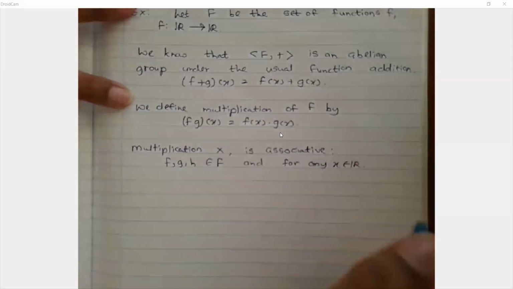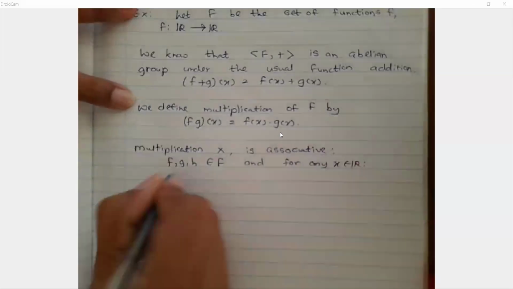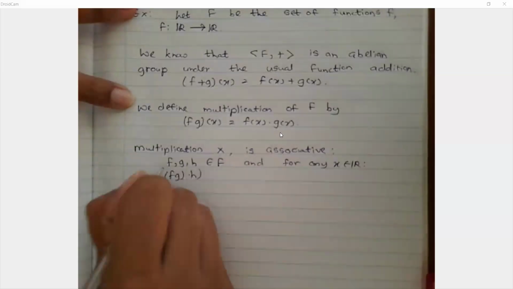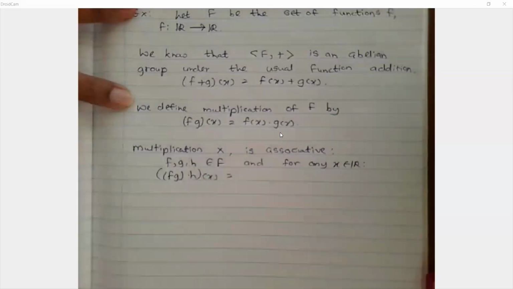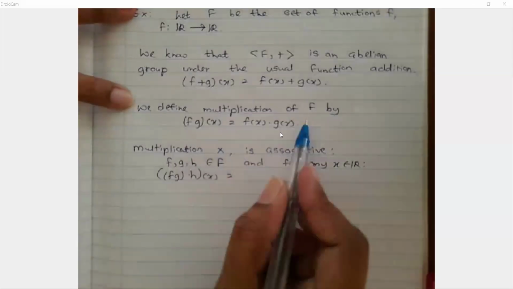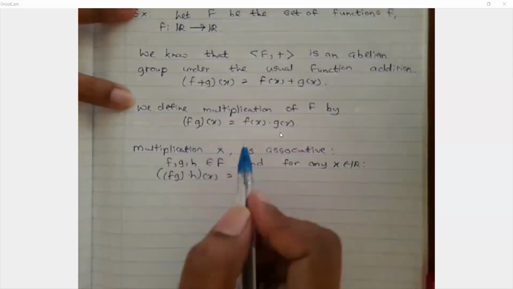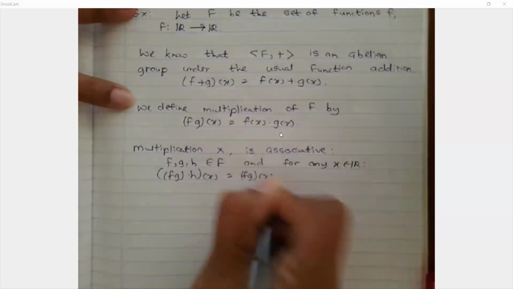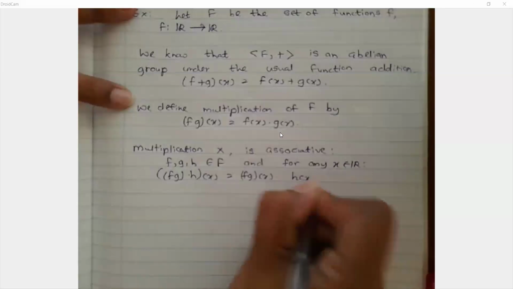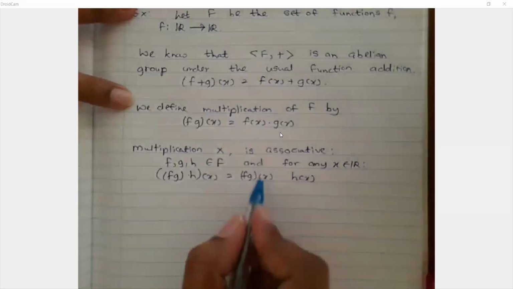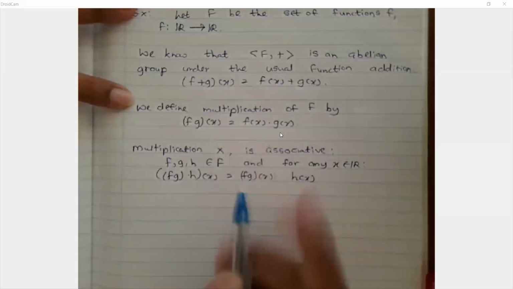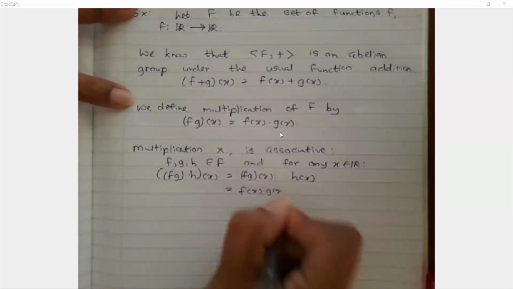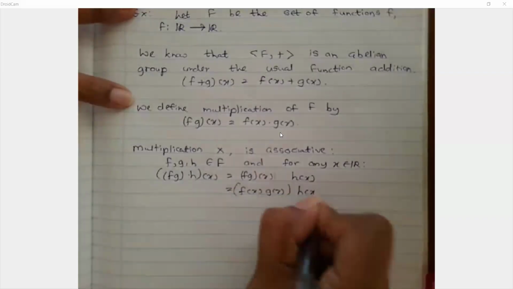Any x in R. We have (f times g times h) of x is equal to, by this definition of multiplication on F, (f times g) of x times h of x. Once again, applying the same definition for this function over here, we have this to be f of x times g of x times h of x.